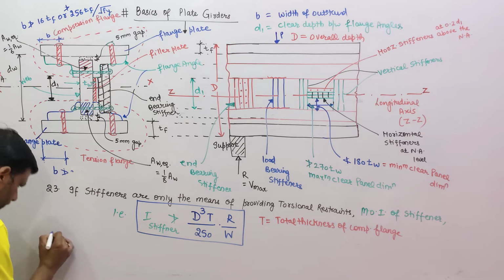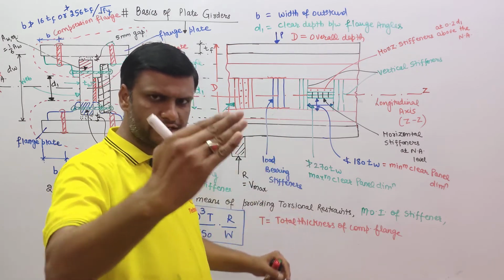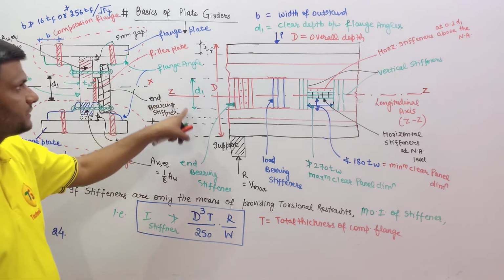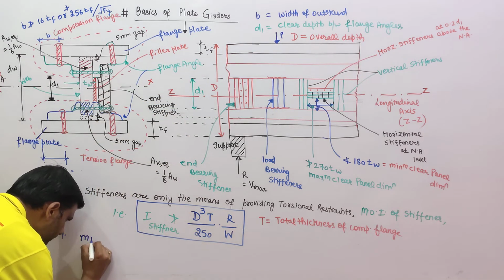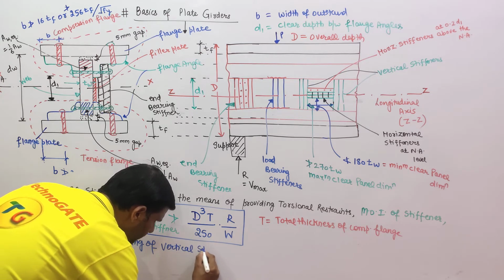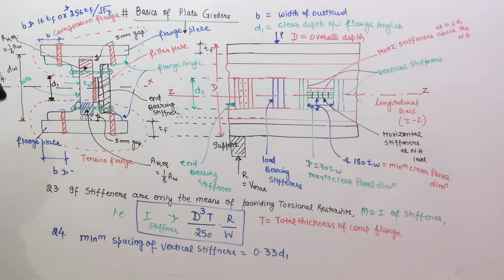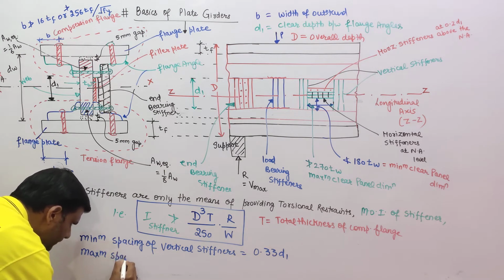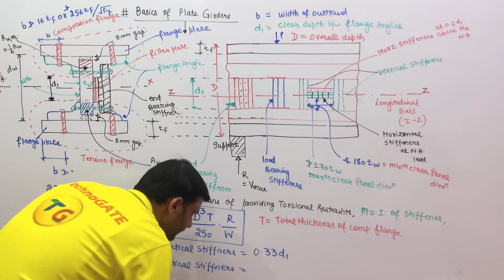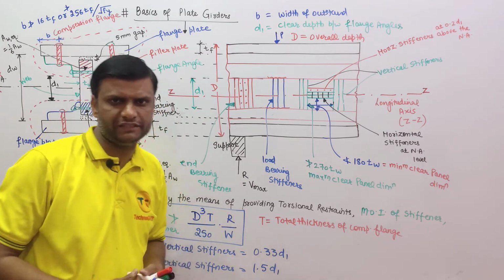Okay. Now point number 24, the minimum spacing of the vertical stiffeners, from this stiffener to this stiffener, the minimum center to center spacing should be 0.33 d1, and the maximum spacing is 1.5 times d1. d1 is the clear depth between the flange angles. So the minimum spacing of vertical stiffeners is equal to 0.33 d1, and the maximum spacing of vertical stiffeners is equal to 1.5 d1.